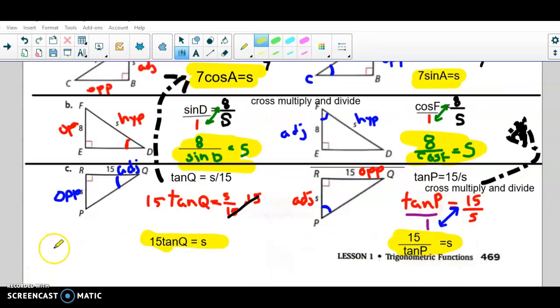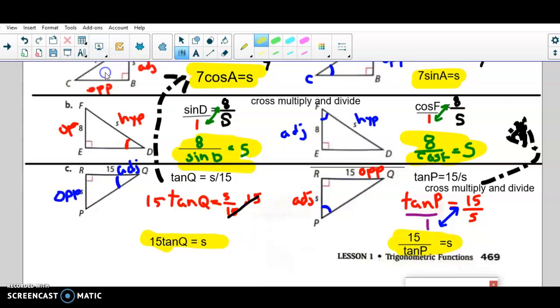Okay, all right, so we worked out the solution here. For this one, you end up multiplying both sides by 15. So your answer equation is 15 tangent Q equals S. And the next one, you cross multiply and divide. So you multiply 15 times 1, or 15, and divide by what's left, and that's S. Those are the two answers you should get.